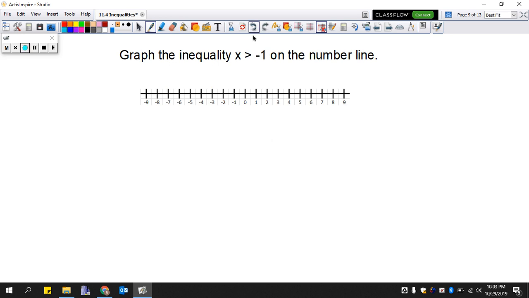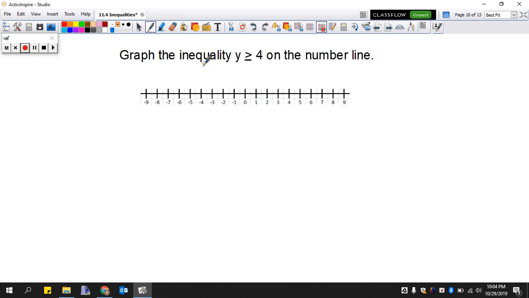Graph the inequality x is greater than negative 1. Okay, so negative 1, greater than, is an open circle, and greater means going to the right. So greater is going to the right, and this is also reflected on this little arrowhead here. But the important part is that it's an open circle, because it's just simply greater than.